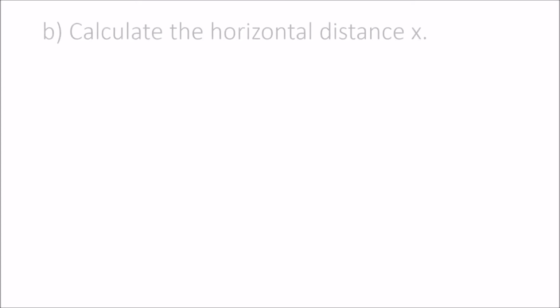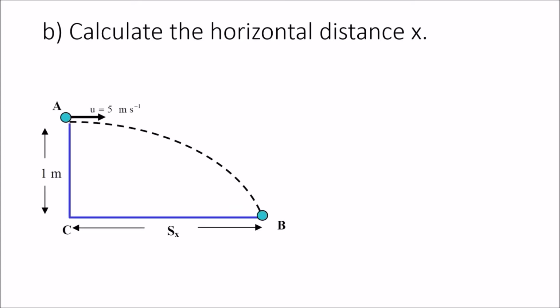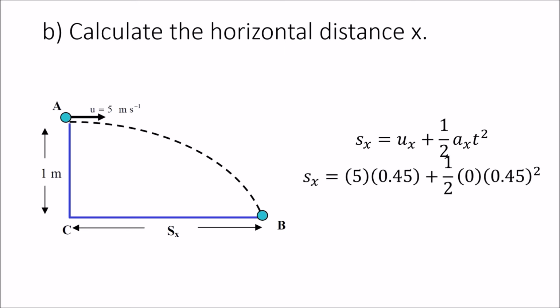Next, part B. Calculate the horizontal distance x. This question wants you to look for Sx. In this case here, we have to use the same equation as part A, but this time we'll be using the values for the x-axis. Substitute in the required information provided in the question itself and part A into the formula. Press your calculator and you should be able to get your Sx.